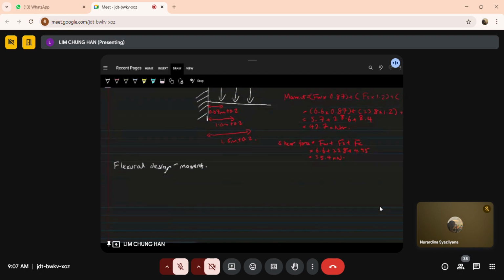You always start with this formula, K equals M over B D squared FCK. If you look back at the beam design, the flexural calculation part, bending, you always start with this formula first. So moment is 42.7 kilonewton meter. We have to convert to Newton millimeter, so times 10 to the power 6. B and D, this one I need to explain a little bit. What is the B, what is the D?